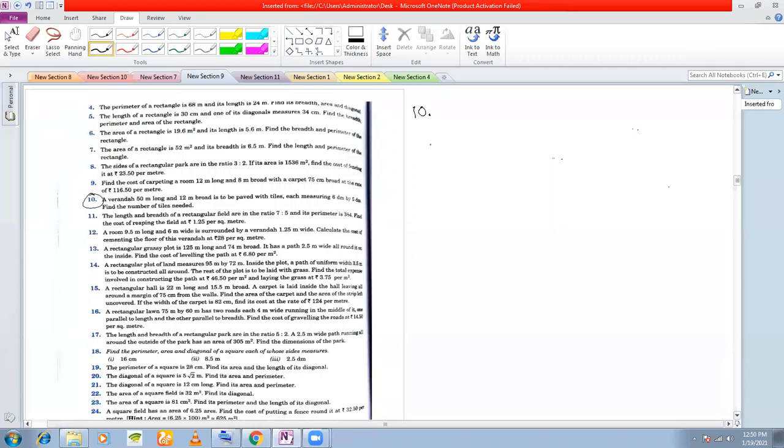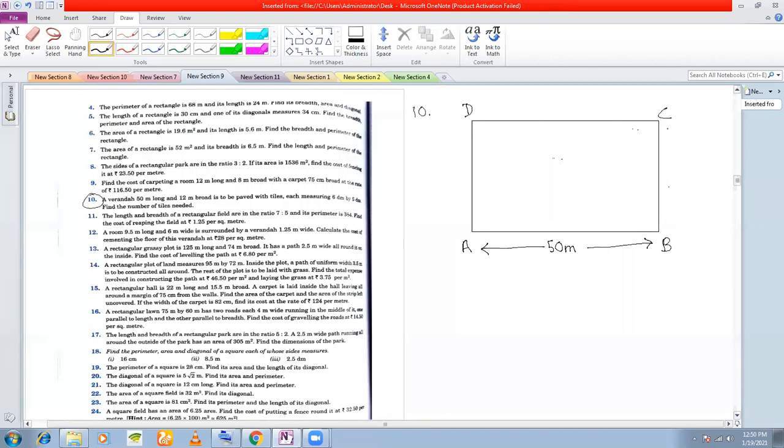But let's first try to understand the problem. You have a veranda which is 50 meters long and 12 meters broad. This is your veranda, a rectangular veranda, A, B, C, D. You have the length as 50 meters and the breadth of this veranda as 12 meters.